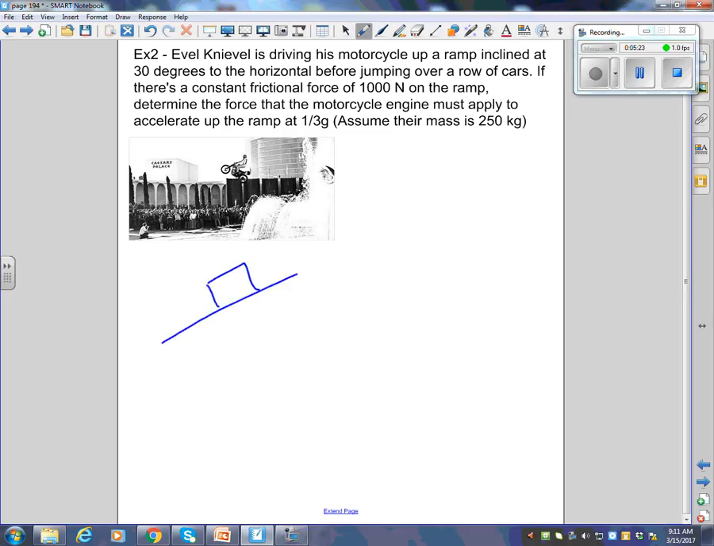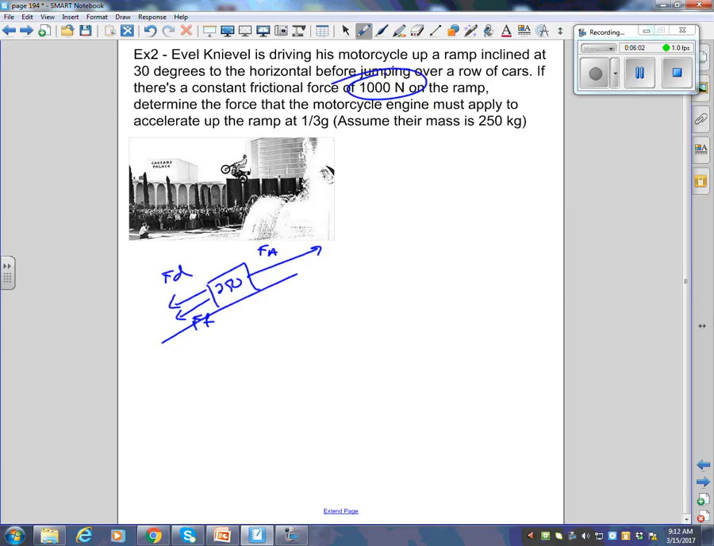So here we have Evel Knievel on his motorbike, who weigh a combined 250 kilograms. There is an FD down the plane due to gravity, and there's also an FF, which we know to be a constant 1,000 newtons. And his bike is providing some sort of applied force due to the engine that's accelerating him up the ramp so that he can jump the fountains at Caesar's Palace. And what is that acceleration?